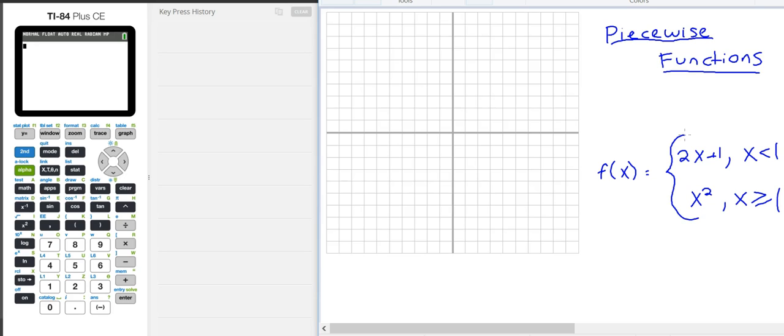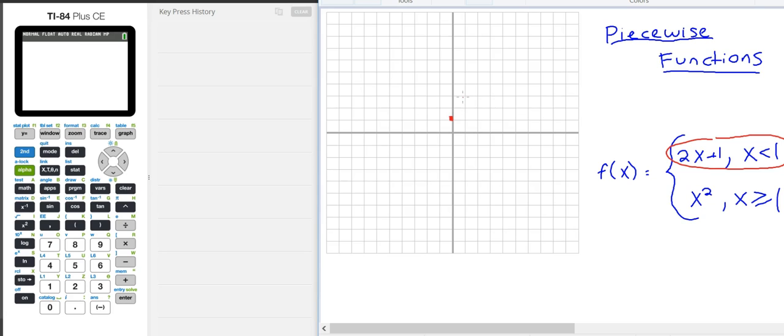Let's first start with the 2x plus 1 part. Let's graph that part in red. Whenever we're graphing a line, we start with the y-intercept, which in this case would be over here. This would be our first point, and we're allowed to graph a point there because when x is less than 1, we have a point there. And then we go up 2 and 1 to the right.